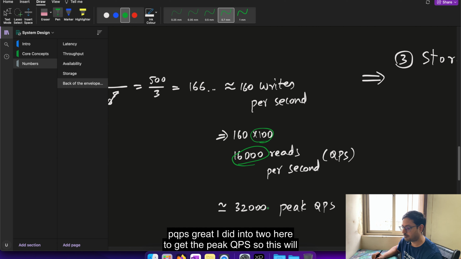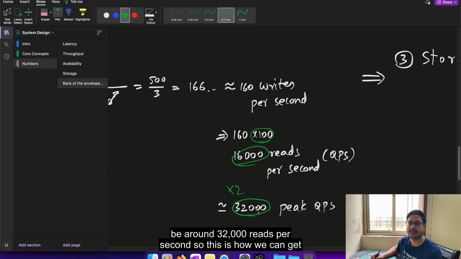And what will be the peak QPS? I did times 2 here to get the peak QPS. So this will be around 32,000 reads per second.